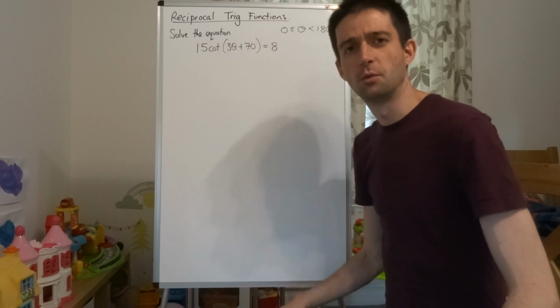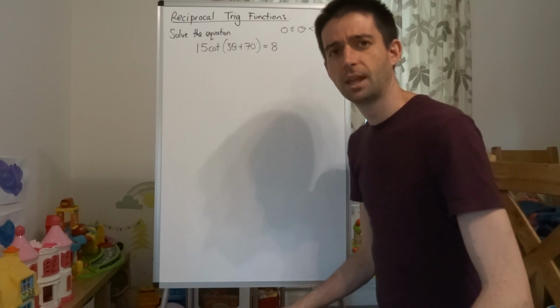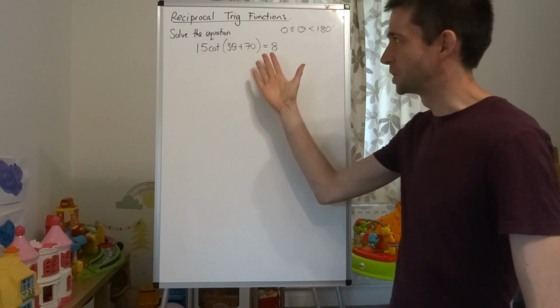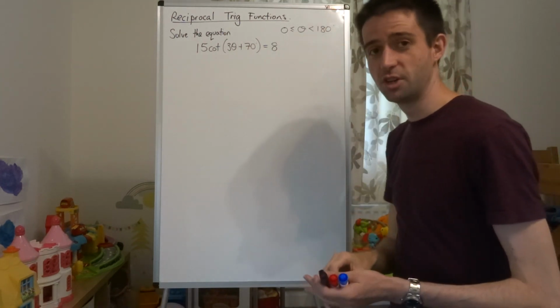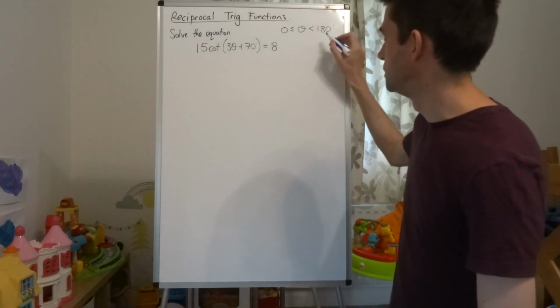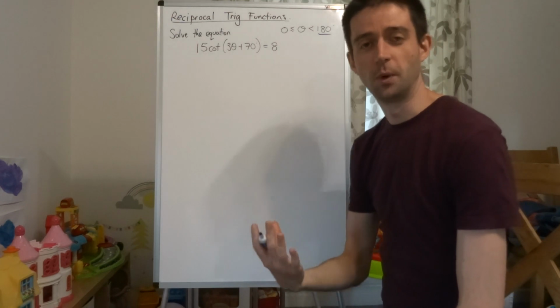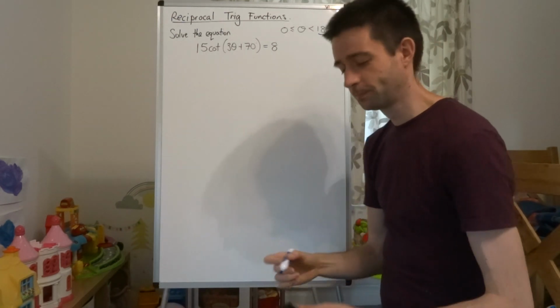I'm going to be going through another example of solving an equation with a reciprocal trig function. So here we have 15 cot 3 theta plus 70 equals 8, and we're solving this in the range 0 to 180. You'll notice that that's a little bit different to the previous two examples. As we work through this problem, you'll understand why and you'll thank me.